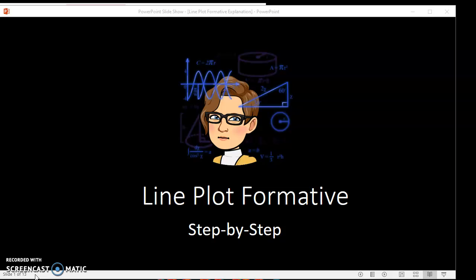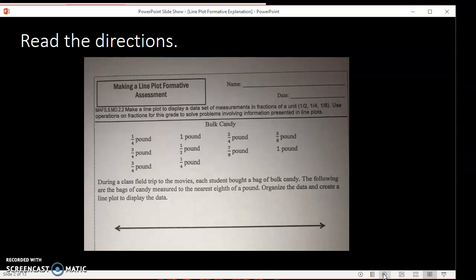This is a step-by-step of the line plot formative that we did in class today. So first we read the directions and the problem. During a class field trip to the movies, each student bought a bag of bulk candy. The following are the bags of candy measured to the nearest eighth of a pound. Organize the data and create a line plot to display the data.